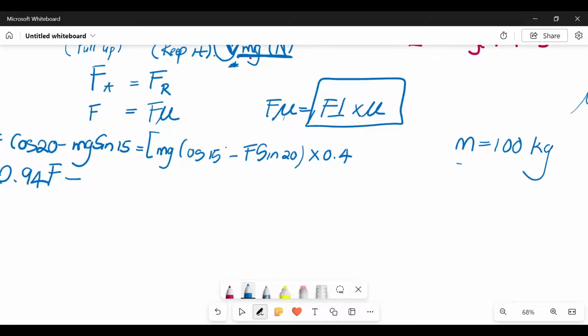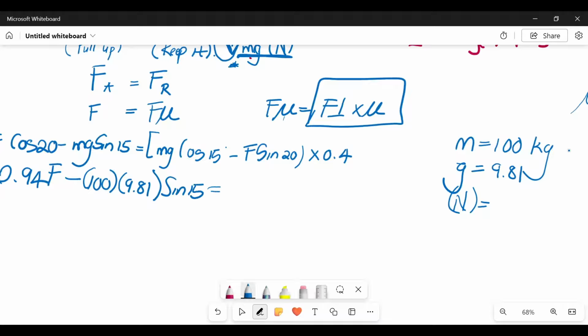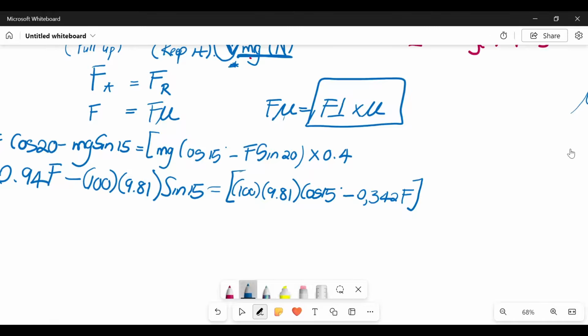We had a mass of 100 kg. We have a g of 9.81. Okay. And mg essentially gives you a force in newtons. So we can substitute it here. 100, 9.81, sine 15. It's important that you write down everything. You never know where you might pick up marks or where you might be losing marks. Okay? Then is equals to same thing, 100, 9.81 cos 15 minus, that one we can calculate right off the bat, 0.342F, and all of this is still multiplied by 0.4.